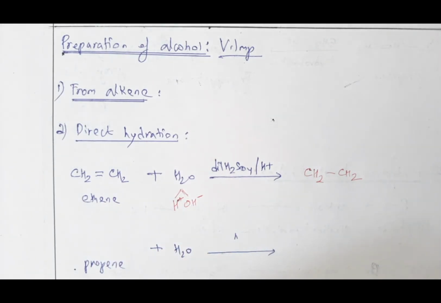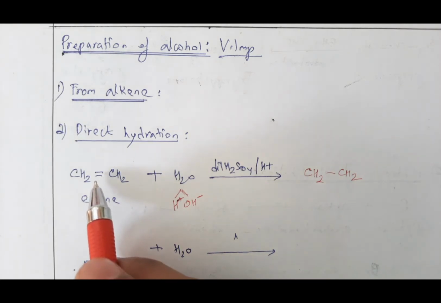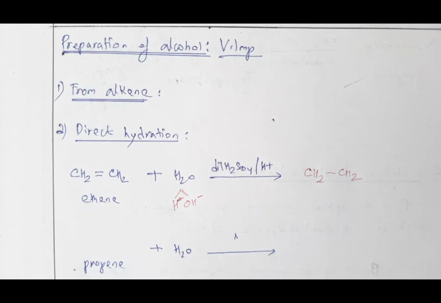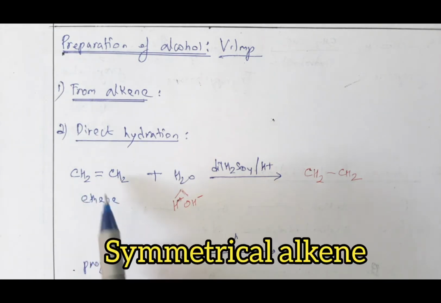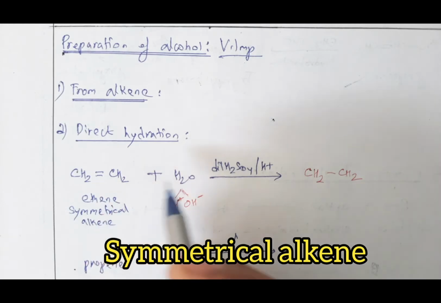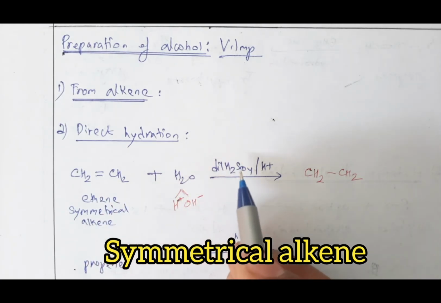Now here you have to remember that if the hydrogen number on the carbon atoms of the double bond is equal, we call it a symmetrical alkene. So this is an example of a symmetrical alkene. Now to that you are adding water using dilute sulfuric acid or H+ as the acidic medium. Since it is a symmetrical alkene, you can take H and OH wherever you like.